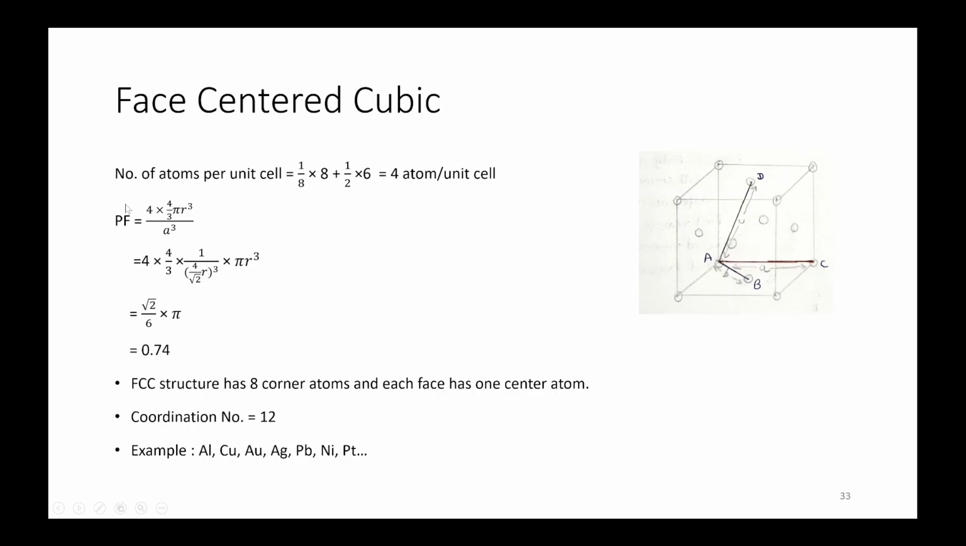And when calculating packing fraction, we multiply by 4, the number of atoms, and this is the volume of one atom. Now we divide it by a cube, and here using the same Pythagoras theorem, you can calculate that root 2a will be equal to 4r. So your packing fraction will be 0.74.